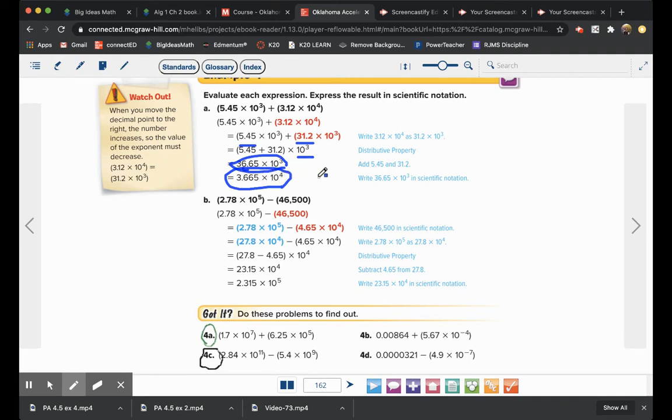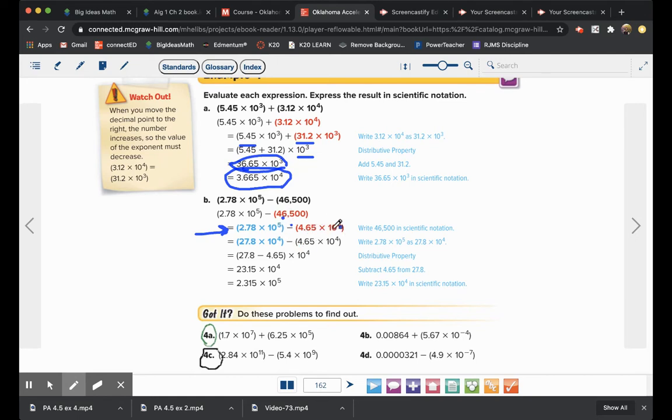If you still are kind of catching up, pause the video so you can finish writing that down because we're going to go ahead and look at B, and I want you to write this one down also. Okay, so on B, we have 2.78 times 10 to the fifth power minus 46,500. Okay, right off the bat, if you notice, this one's not in scientific notation yet. So on this line right here, they put it in scientific notation. You would move it 1, 2, 3, 4 times to get your decimal right there. So 4.65 times 10 to the fourth power.